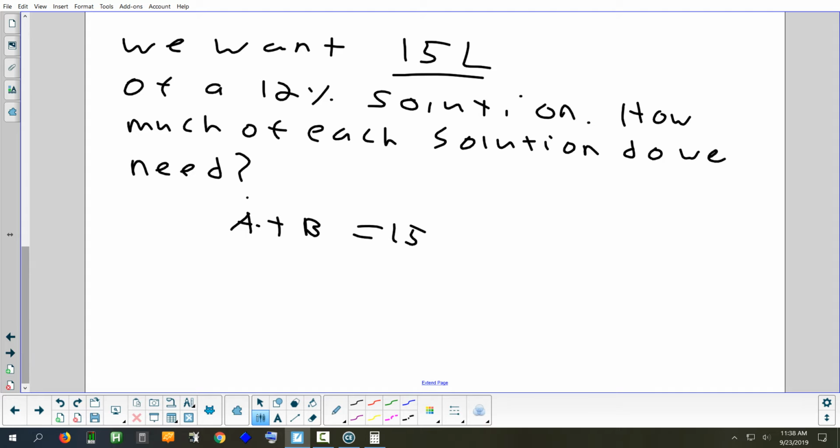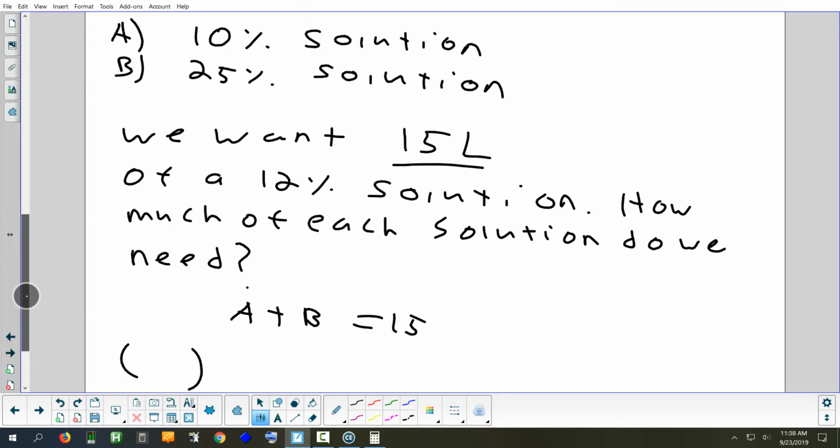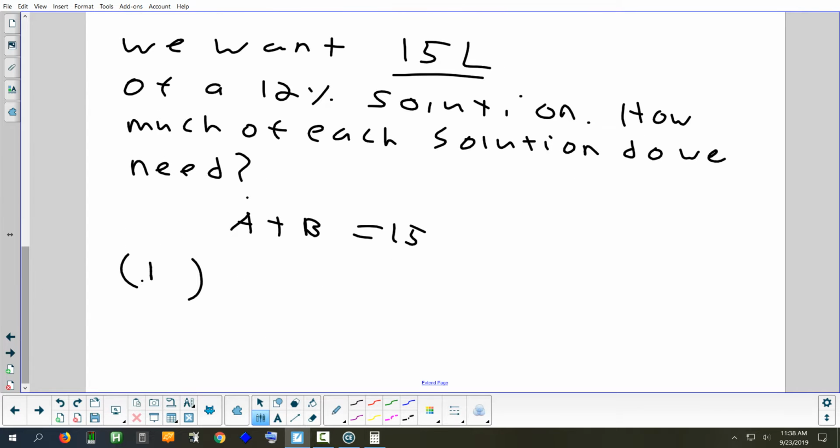So let's start with A. What is the concentration of solution A? 10%. And we always want to write it as a decimal anytime you use a percent in an equation. So what is that? 0.1. Concentration times amount. So that tells you how much of solution A is actually the rubbing alcohol, or whatever the solution is. Plus, what's the concentration of solution B? 0.25. And how much of solution B do we use? For now, we'll just write it B. We can change that to something in a second.